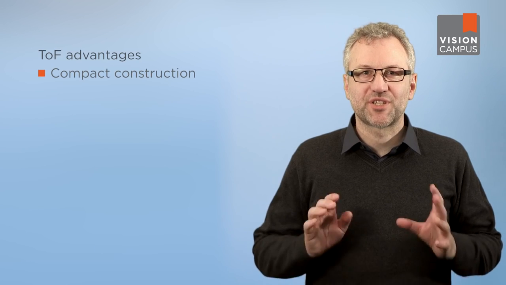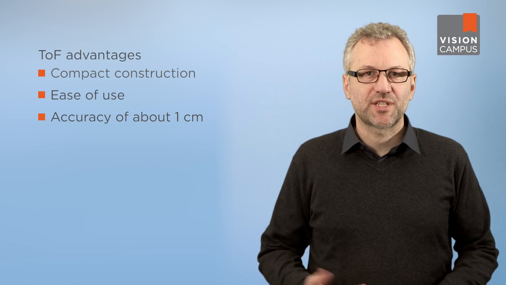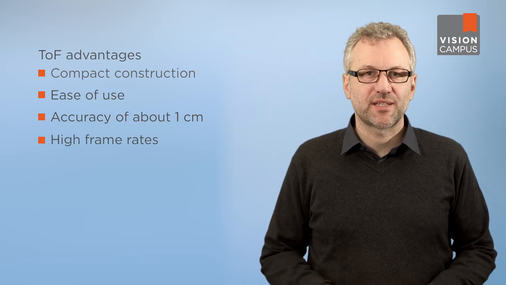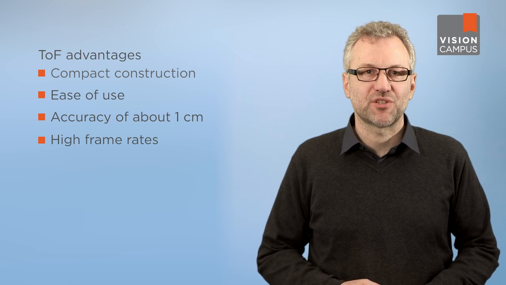These cameras have great potential for machine vision applications because they natively capture the depth information that must be inferred by traditional imaging systems. Because the depth information is independent of the intensity and object color, you can separate the object from the background with relatively simple algorithms. Furthermore, its compact construction, ease of use, accuracy of about 1 centimeter, and high frame rates make TOF cameras an attractive solution for a wide range of applications.